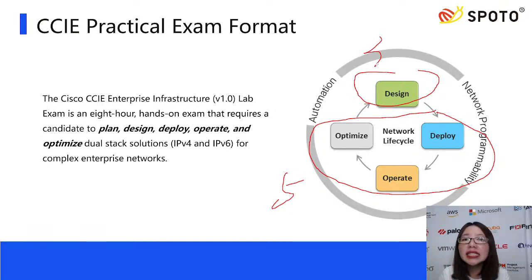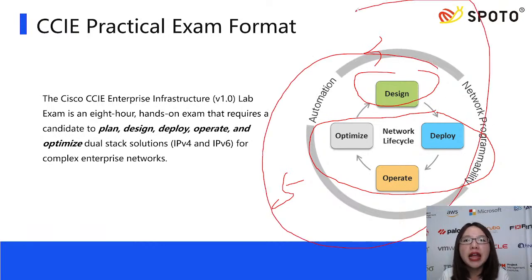Candidates will be tested on varying technologies and solutions listed in the exam topics throughout both modules. While both modules are independent from each other, there is a progressive storyline that will be built upon throughout the 8-hour practical lab exam. Candidates won't be able to navigate back and forward between these 2 modules.